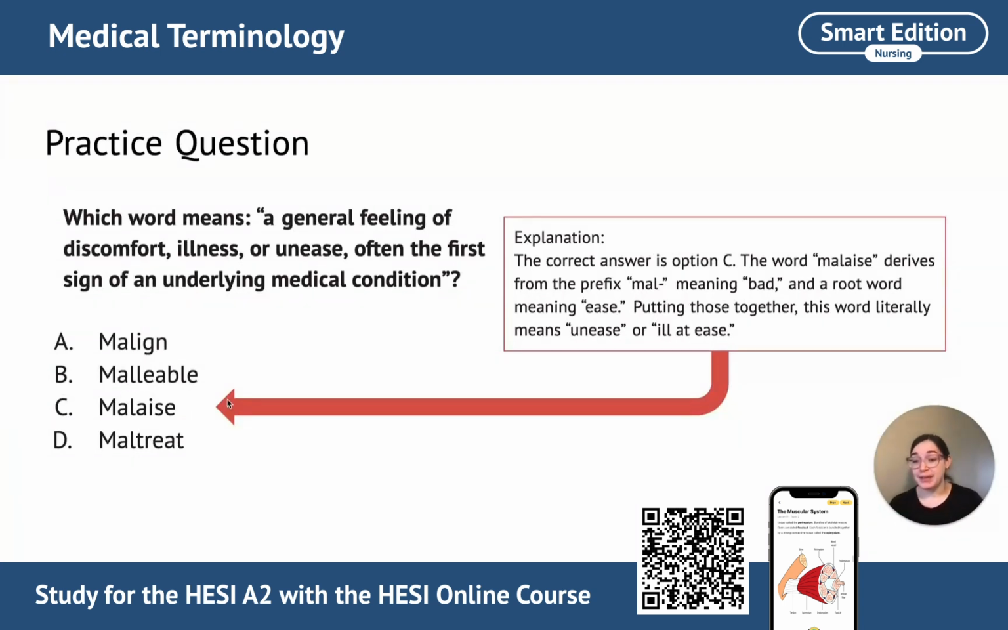So that's just an example of why vocabulary review is important, so that you are able to correctly identify prefixes and words that do not have the same prefix. So A, B, and D are incorrect. C is our best answer here. Again, that general feeling of, I feel like I'm getting sick.